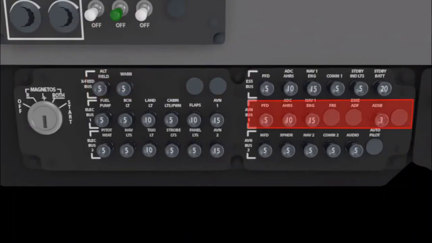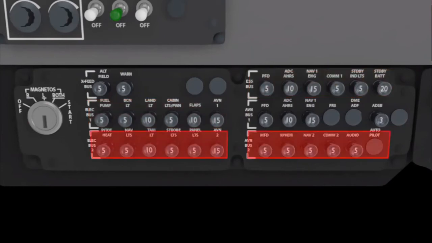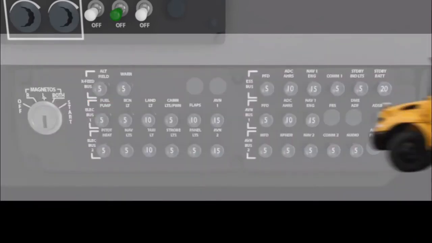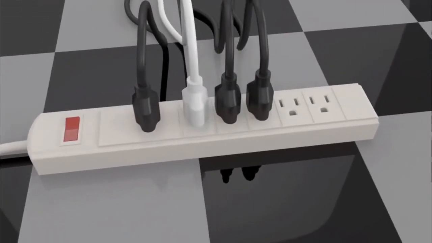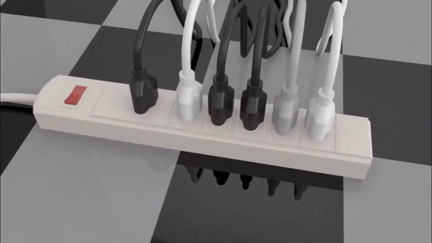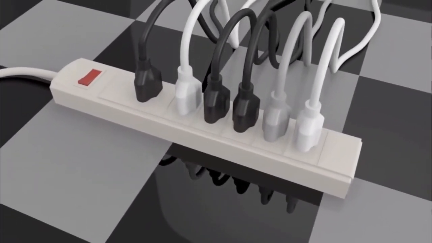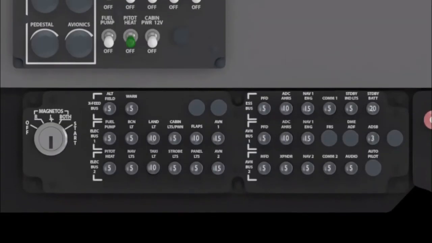Circuit breakers are usually grouped together in the cockpit by the bus they are located on. Not the bus that brings you to school, but an electrical bus. An electrical bus is like a power strip. You can plug multiple things into a strip, and if you turn that strip off, everything plugged into that strip will not be powered. In an electrical system, the same remains true.